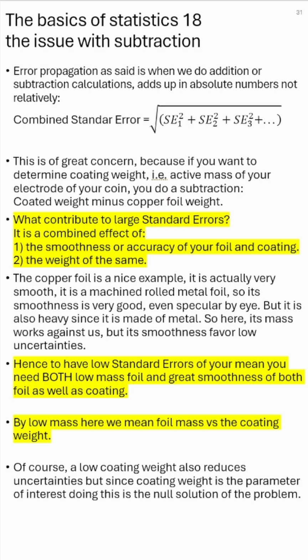But here is also a catch, that we want the coating mass to be high, because that is something we need in the experiment. So when we say that we want to have low mass, in this case that will result in that it is the mass of the copper foil we want to keep as low as possible compared to the mass of the coating. That is important in this aspect.